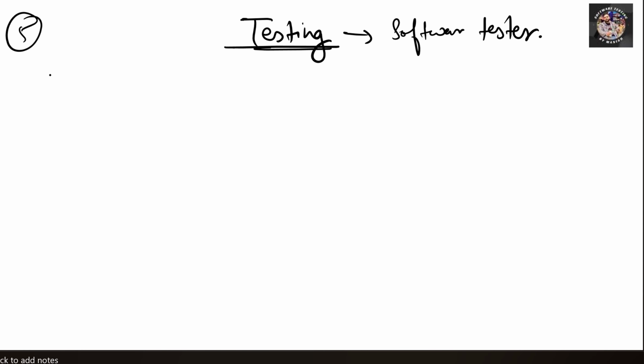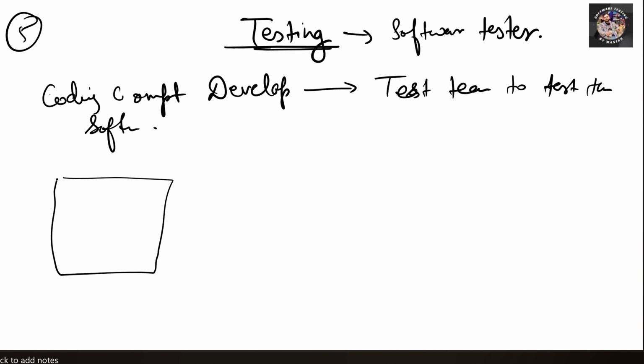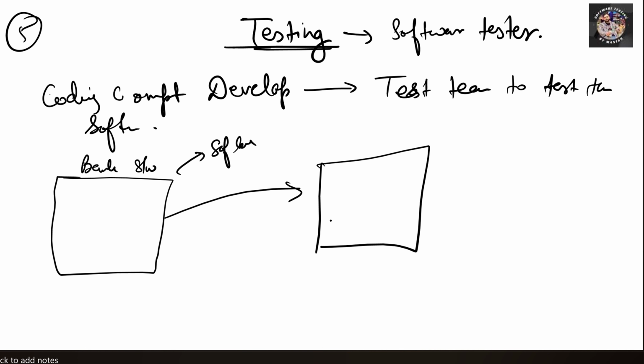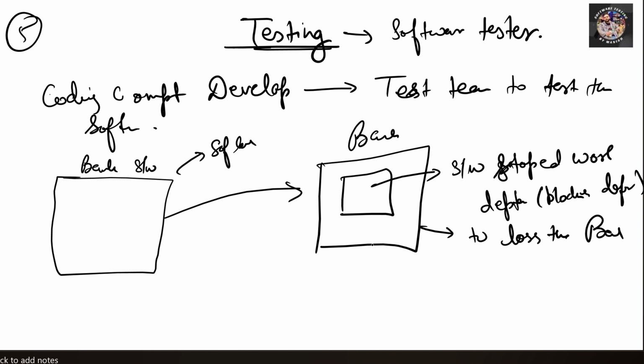Now we are going to the fifth phase, that is the testing phase. Testing is done by a software tester. Once the coding is completed by the developer, they will give this software to the test team to test the software. So why is there a need to test the software? If we consider banking software developed by a software developer, and without testing he released the software to the bank, and while working in the bank the software stopped working due to defects present, any blocker defect present in it, this can lead to loss for the bank, as the bank is unable to do the work at that time, so business loss will happen.